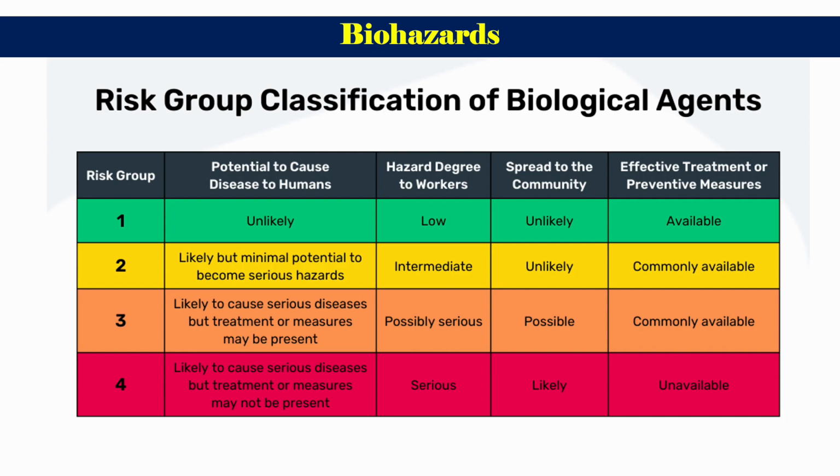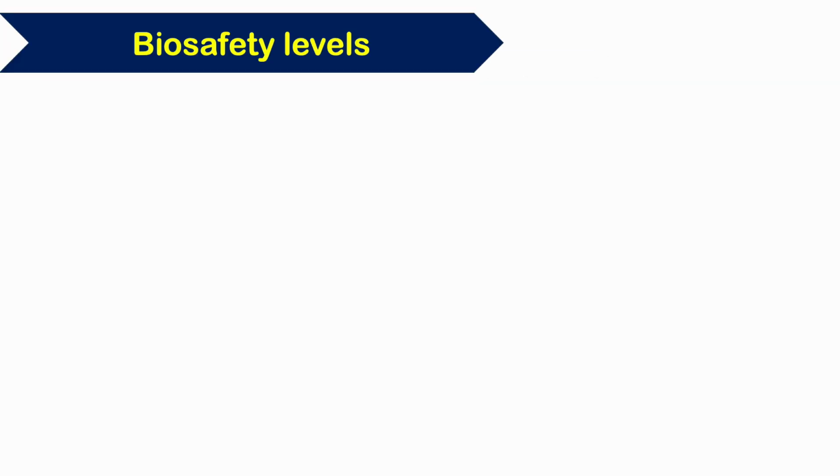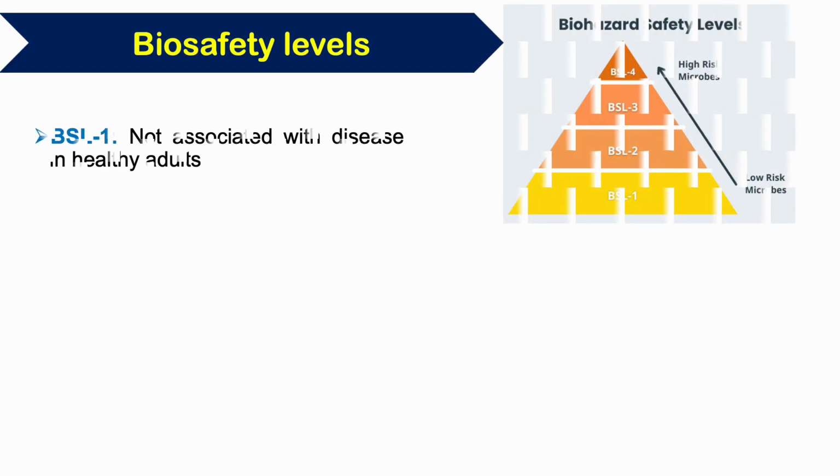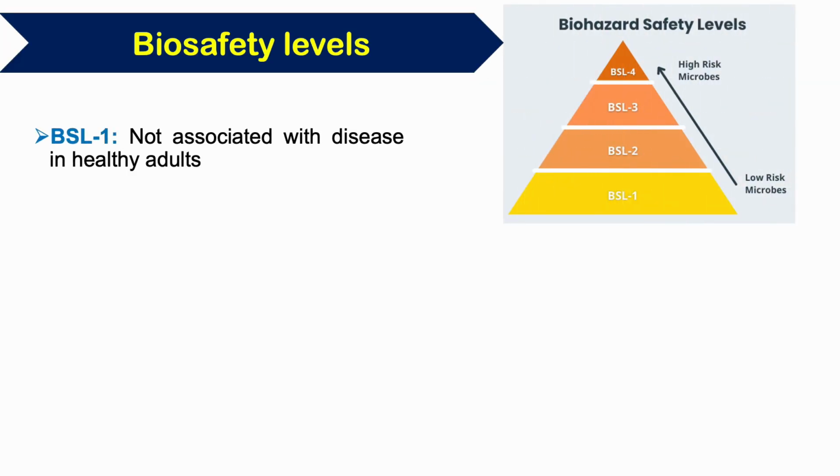That's why it is marked with red. But in case of 3, it is a little bit less dangerous as compared to the 4, and then followed by 2, and then 1 is a little bit safer. There are 4 categories of biosafety levels: biosafety level 1 to biosafety level 4.